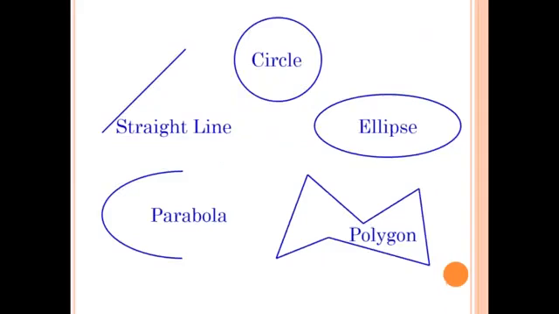So these are the diagrams of some curves: straight line, circle, ellipse, polygon and parabola. These are all the examples of curves.